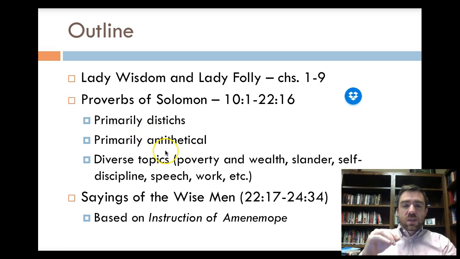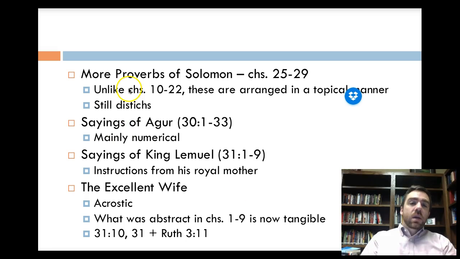That's true. These things are true of the rest of the sections of the book. So the sayings of the wise men, which is based on this Mesopotamian work, the instructions of Amenemope. Then you get more Proverbs of Solomon, still distichs. They're arranged more topically, so you can kind of discern what the topics are. Then you get sayings of Agur, sayings of Lemuel, and then you end with the virtuous woman.